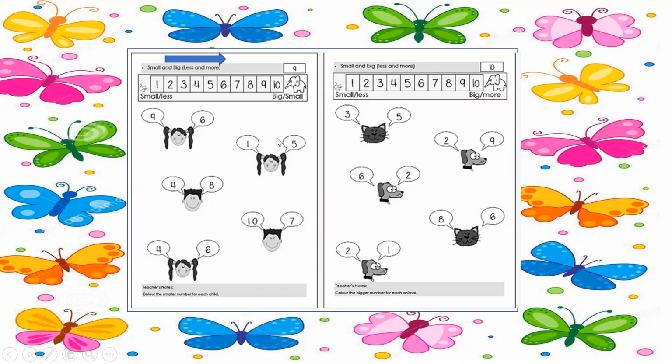Here is the number 1 and number 5. The number 1 comes first in the table while the number 5 comes after it. So the number 5 is more while the number 1 is considered less. So 4 is small and 8 is big because 8 comes after 4. Look at the table. 4 comes first while 8 comes after.